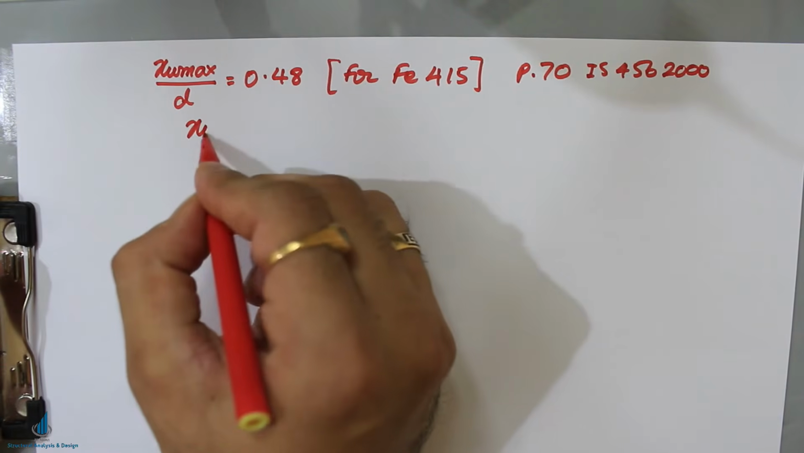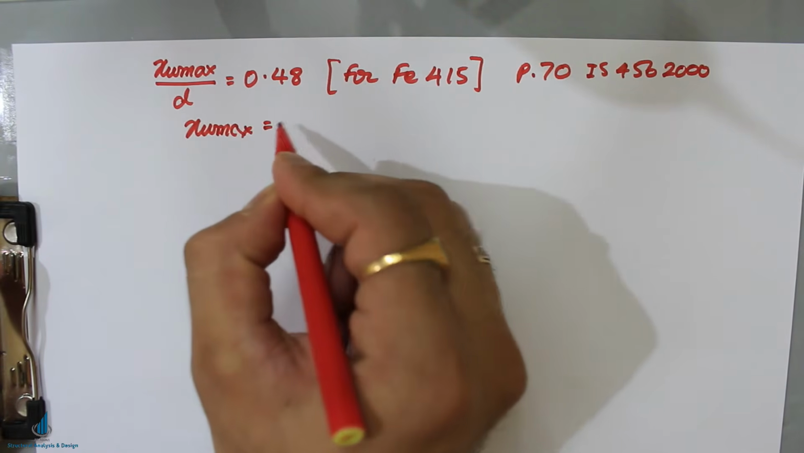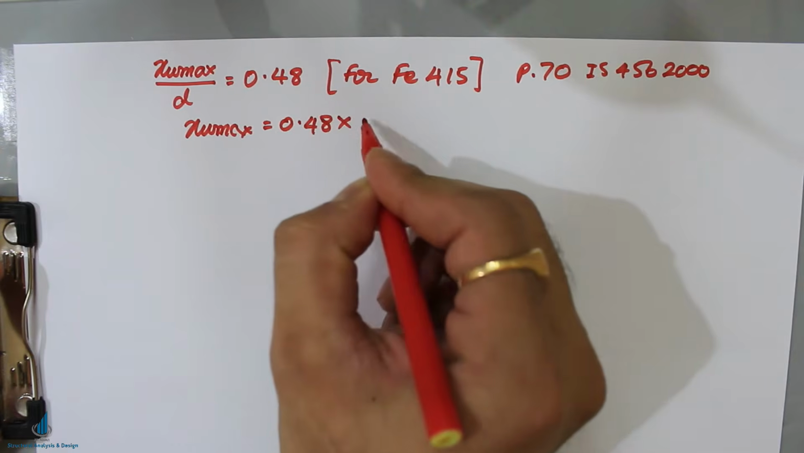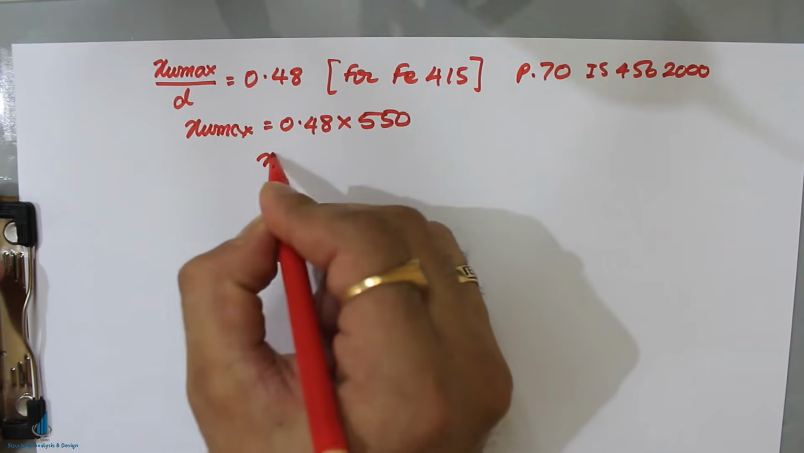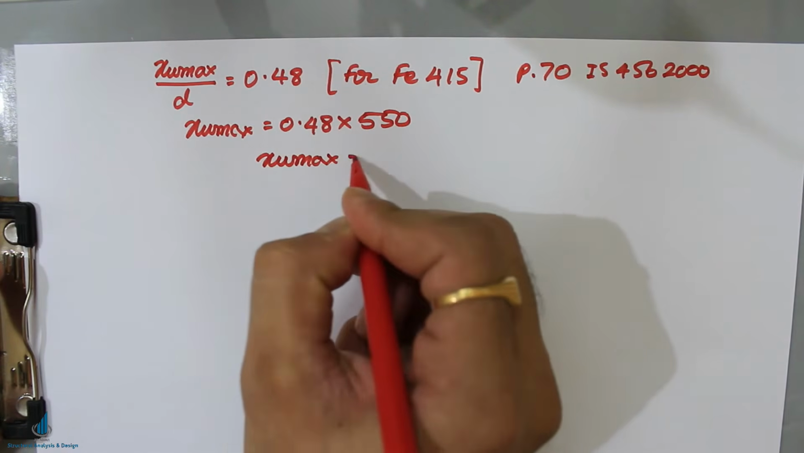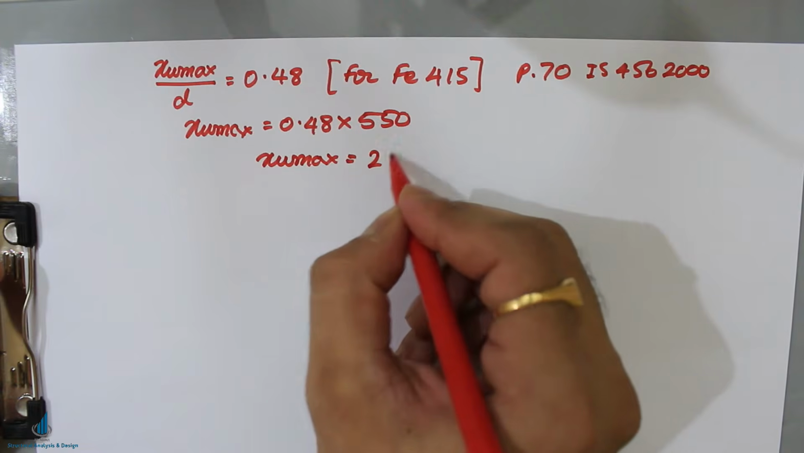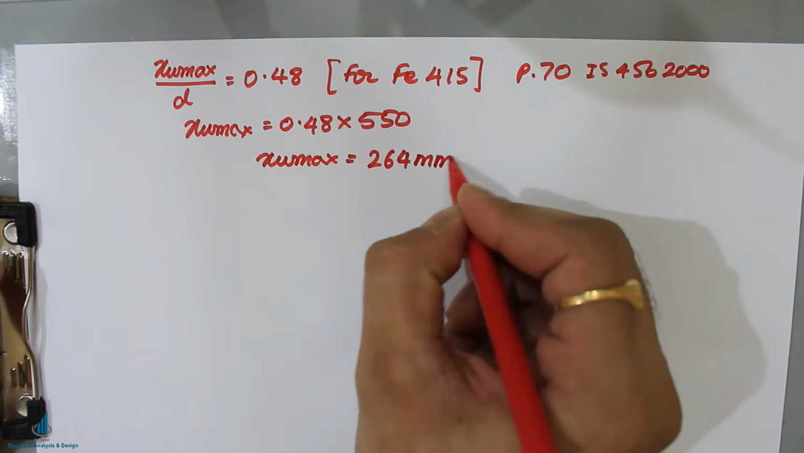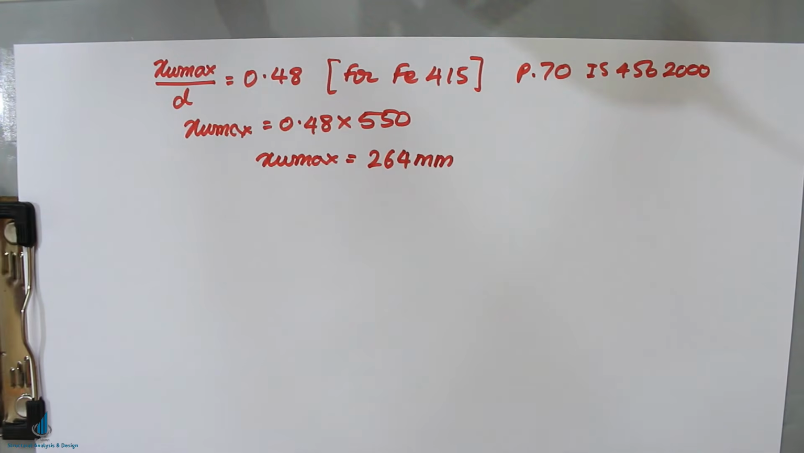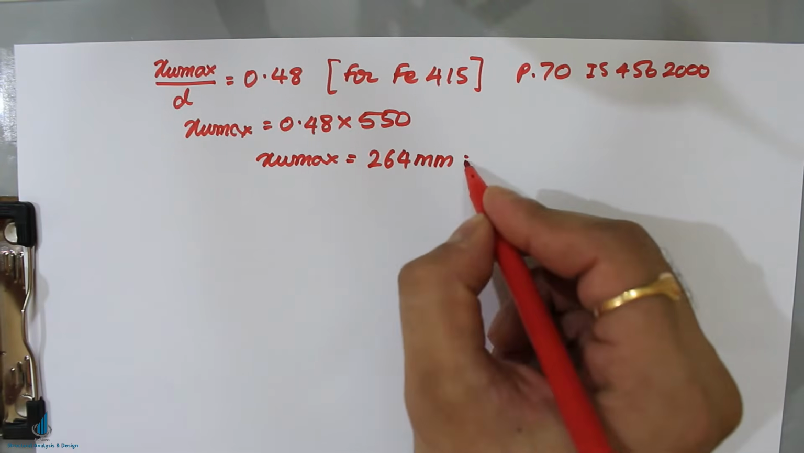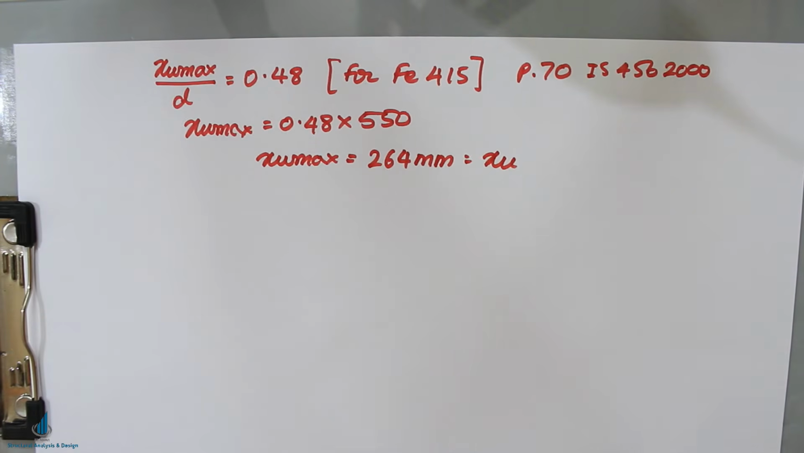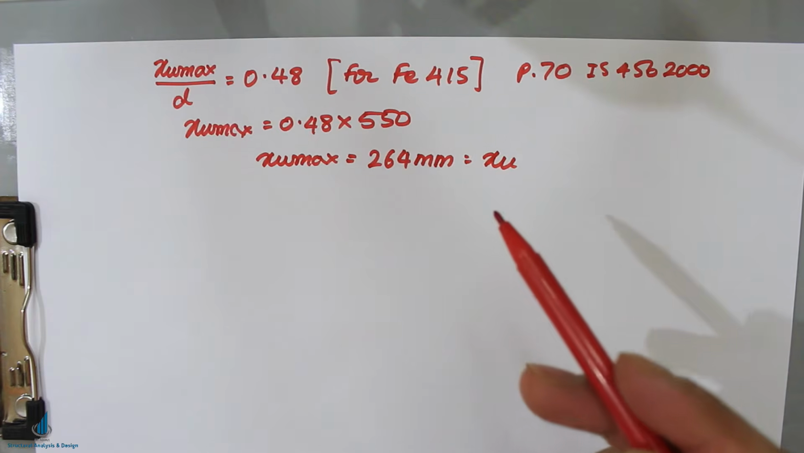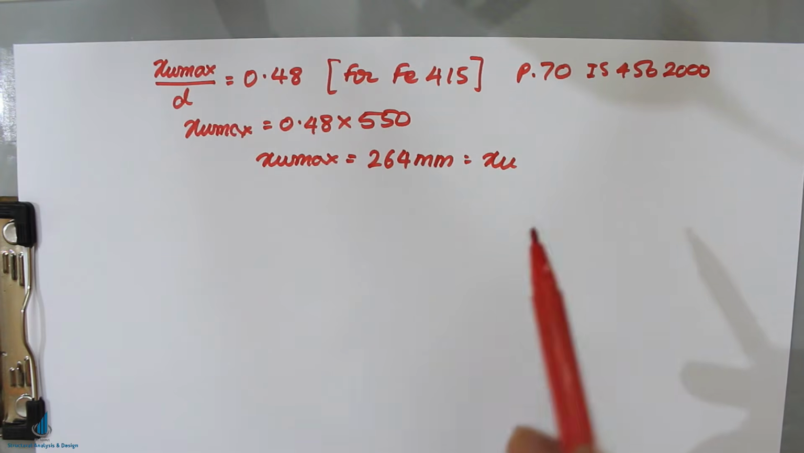Now Xu max value equals 0.48 into 550, so Xu max equals 264 mm. So this is not a singly reinforced beam, this is a doubly reinforced beam. So Xu max, you can equate to Xu. Again, this value will be required to calculate the Ast value.